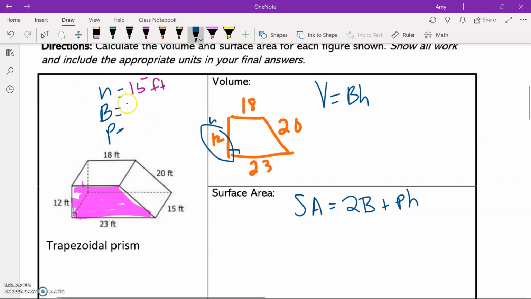So you can calculate the area of the trapezoid and the perimeter of the trapezoid, and then just substitute those values into your formula. Remember that you need to have units in your final answer, so your units should be cubic feet for volume and square feet for area.